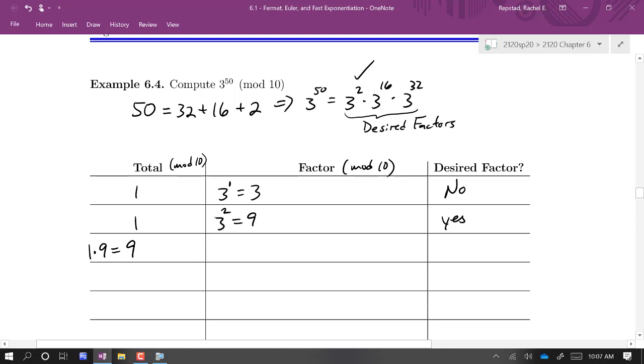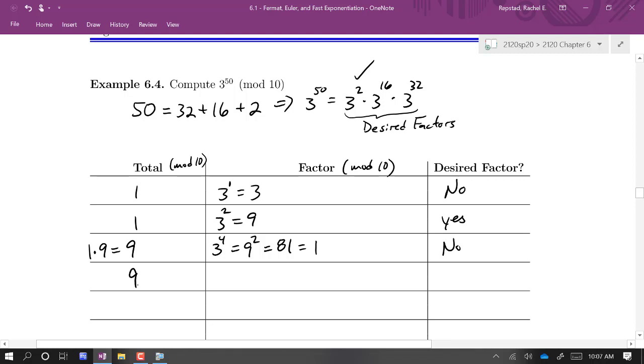We get our new factors by squaring the old one. So 3 squared, if I square that, double the exponent, 3 to the 4th, which is 9 squared, or 81. And that's 1, right? If you reduce something mod 10, you're just taking the last digit. So we get 1 here. 3 to the 4th is not a desired factor. So our total holds at 9.